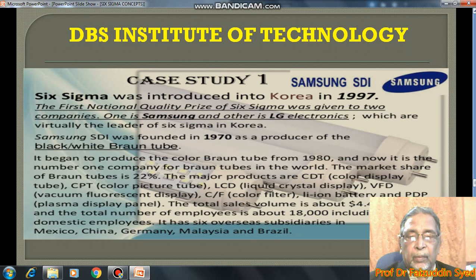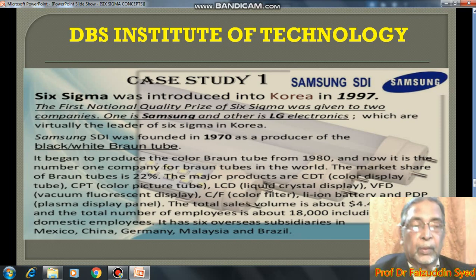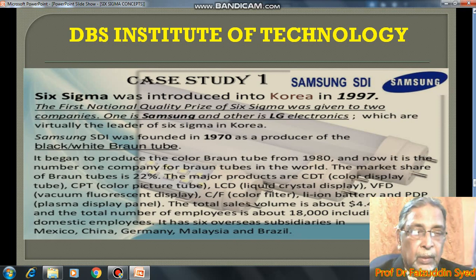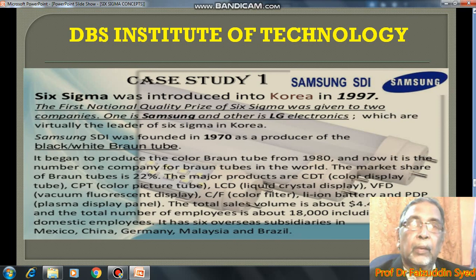The total sales involved is about $4.4 billion, and the total number of employees is about 18,000, including 8,000 domestic employees. It has 6 overseas subsidiaries in Mexico, China, Germany, Malaysia, and Brazil.